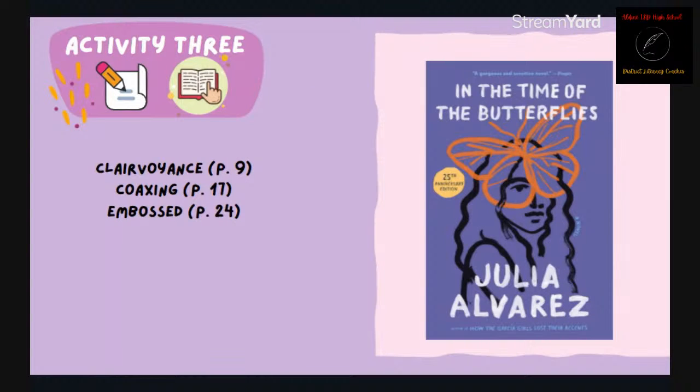For activity 3, students are now working with a partner to determine the meaning of the words clairvoyance, coaxing, and embossed from context, using their copy of In the Time of the Butterflies. They verify each meaning with a dictionary, then join another pair and share their definitions, making any needed revisions.